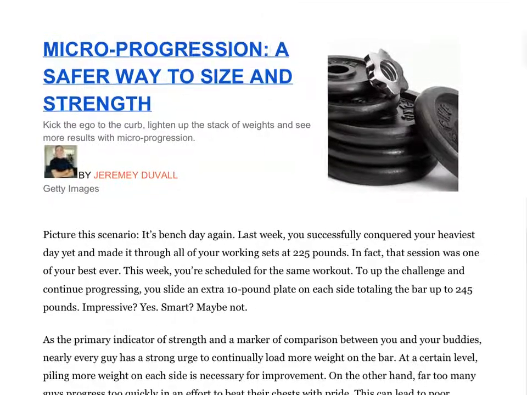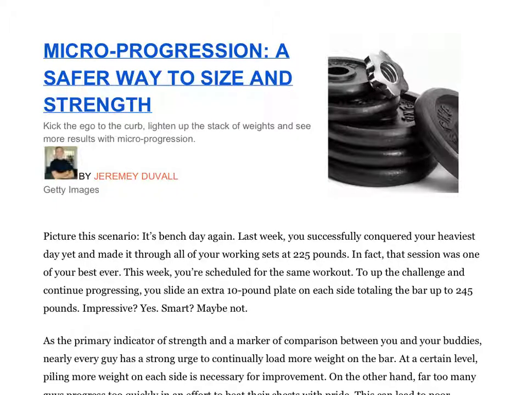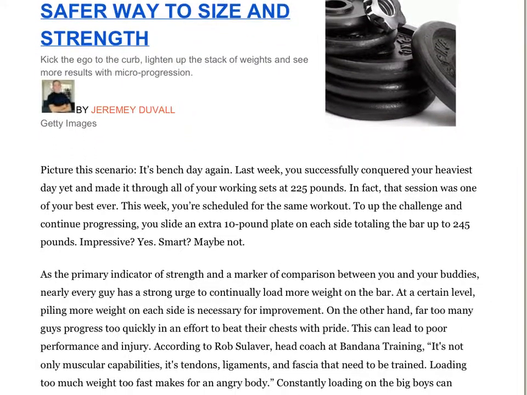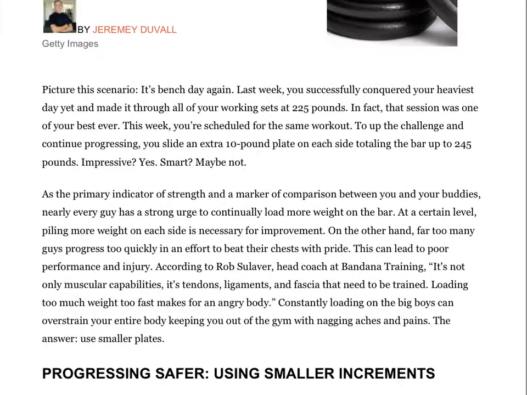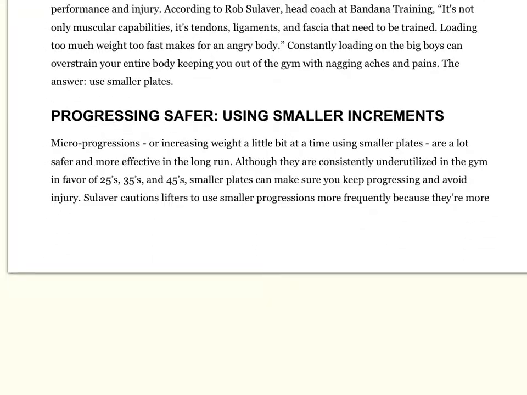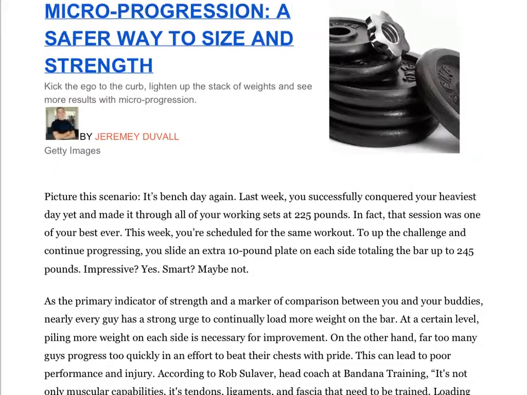So like you, I am always learning new things. And I came across an article this summer called Microprogression, a safer way to size and strength. And so I'm thinking, oh, this connects to what I'm learning about microprogressions. I'll check it out. Well, right away, it really started to challenge my thinking because it was about weightlifting, which I know very little about. And so I thought, I'm still going to check this out.